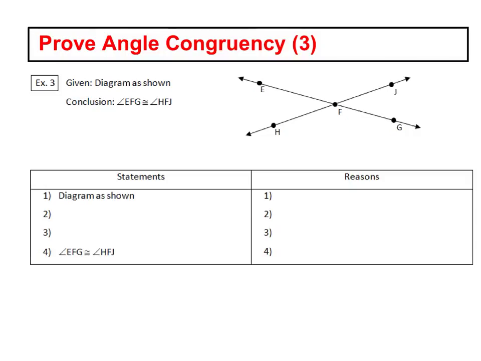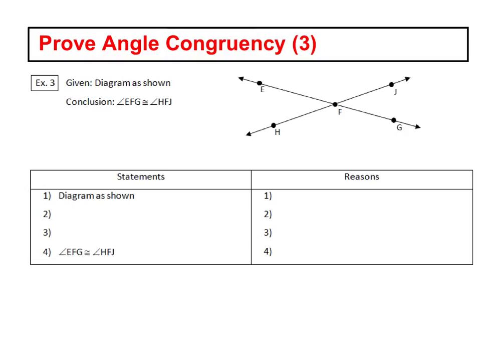All right, our third proof with proving angles congruent. So first let's look at what they gave us, given just diagram as shown. So it looks like we have two intersecting lines over here. They're crossing at point F, so that's good to know. Conclusion, this is what we're trying to prove. I feel like that should say prove, but anyway.